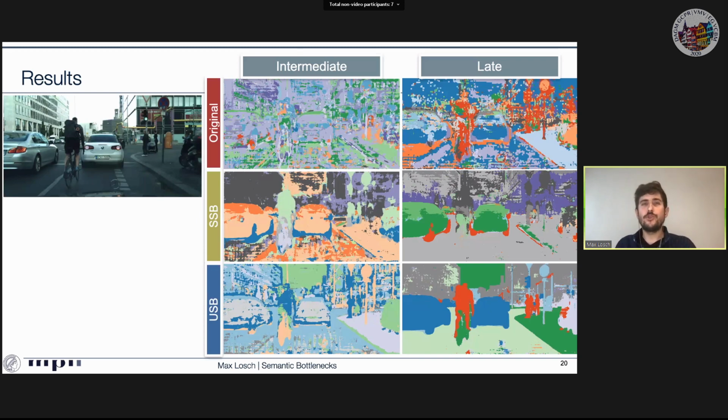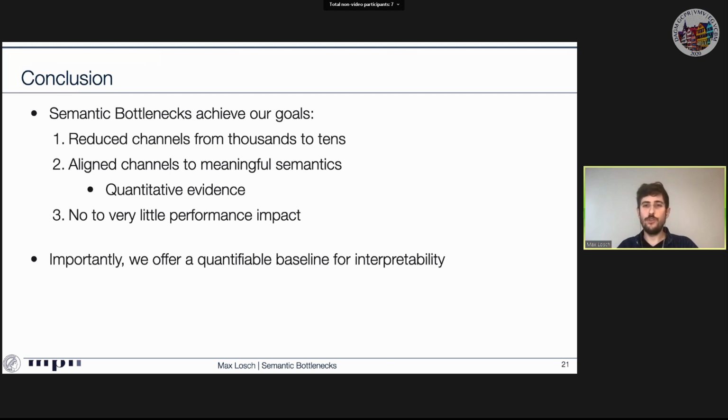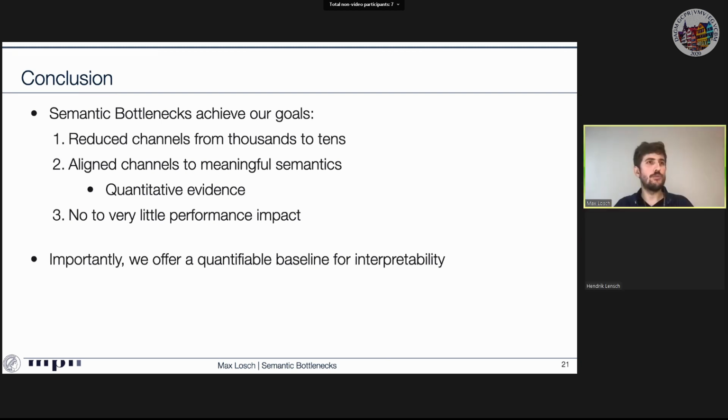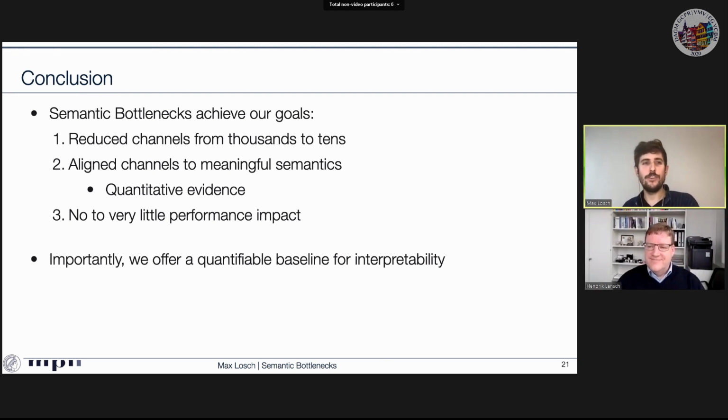So just repeating the qualitative examples that I've already shown before, we can see that no matter whether using SSBs or USBs, we get much more coherent representations that are more aligned to visual semantics, and those get more refined in the later layers. So to conclude, we have achieved our 3 goals, but importantly, I think we offer a quantifiable baseline for interpretability, something that we think is in dire need for the topic of interpretability. So I take questions, and thank you.